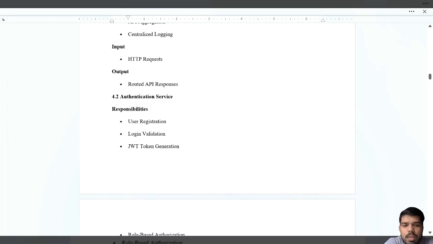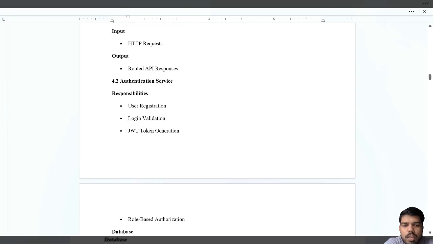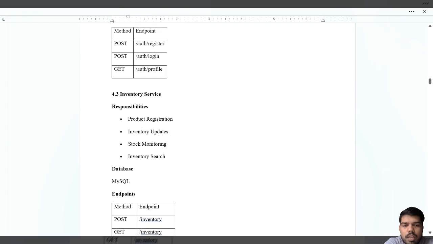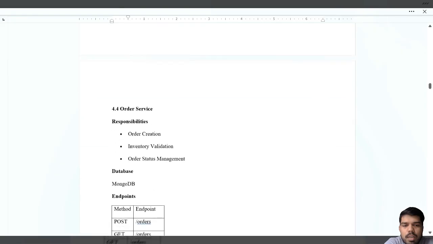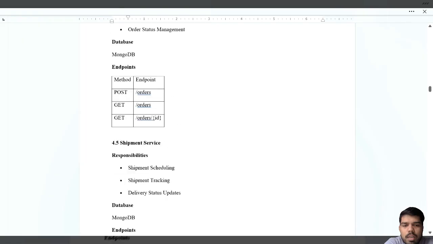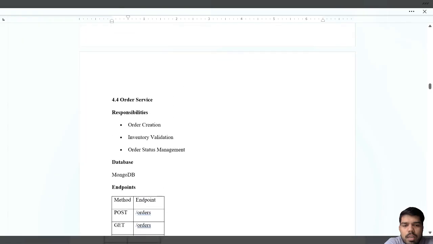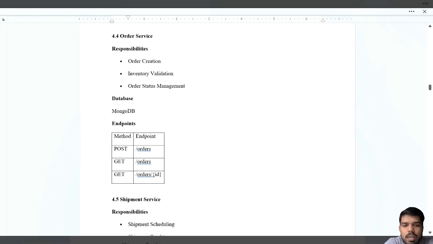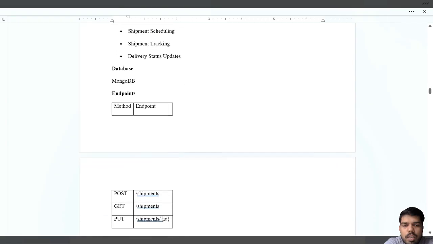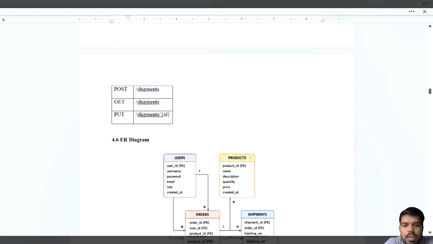The next point is the authentication service, where the authentication service manages user access and security. Then the next part is the inventory service, where the inventory service manages all the warehouse products. Going forward, it's the order service. The order service handles customer order processing. Then the shipment service handles managing deliveries and the operations for it.